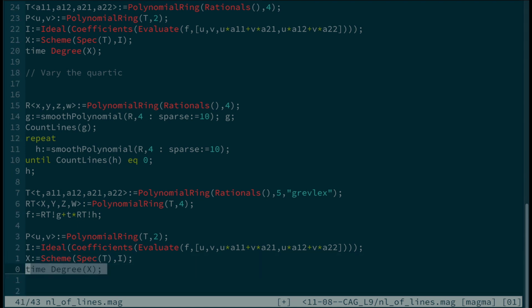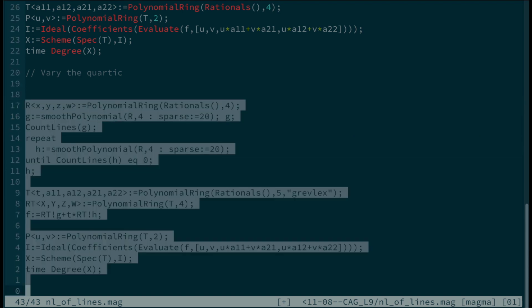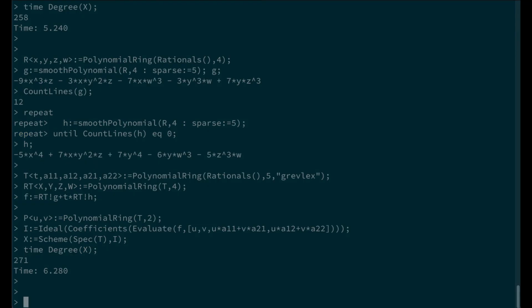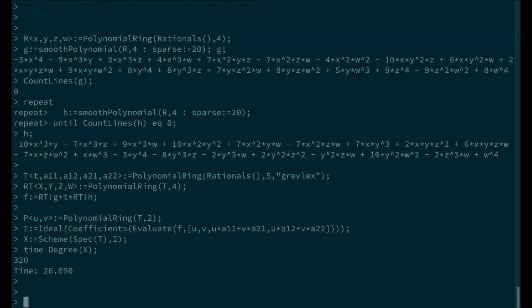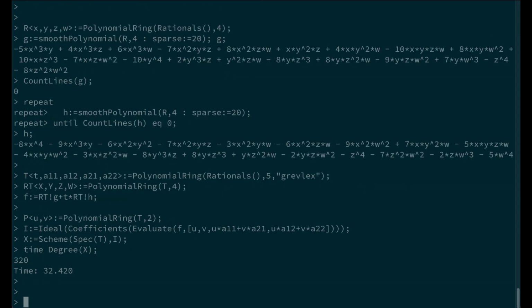So if you increase the sparsity, so let's say if I were to go to 20 here, so now I have 20 monomials in my F and H. Let's see if this calculation terminates, and if it does, what we get. Okay, so this is a very good sign. I've made my H and G much more random by increasing the number of monomials. And now I got 320 on the nose, and now I only had to wait 26 seconds. I'll do this again for you, and we should get 320 again. Okay, very good. We got 320 again.